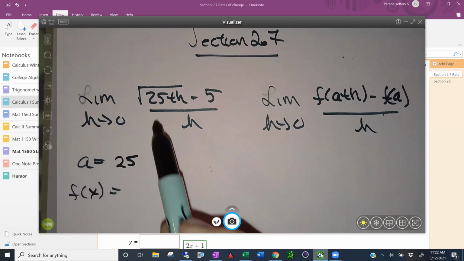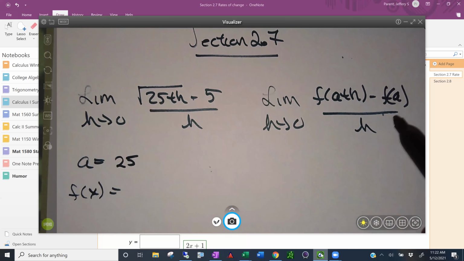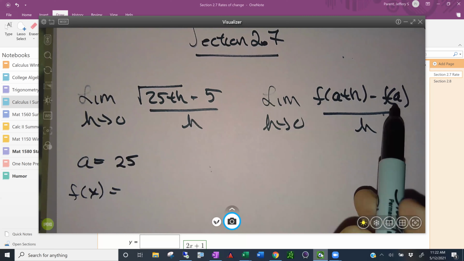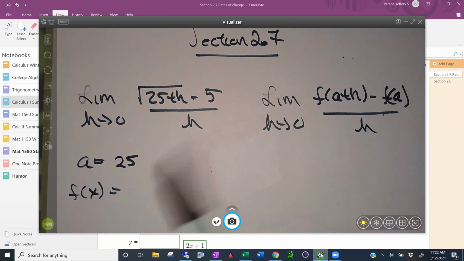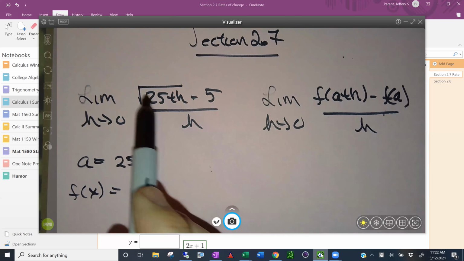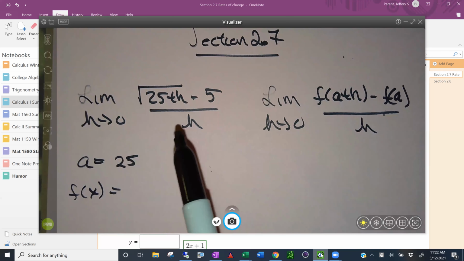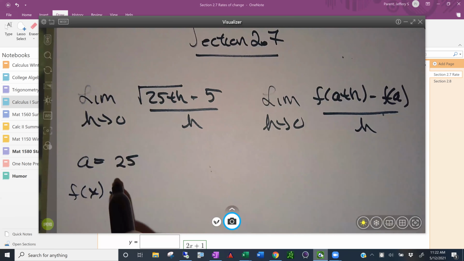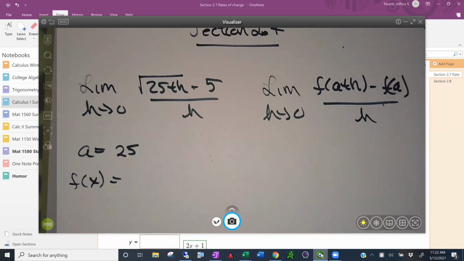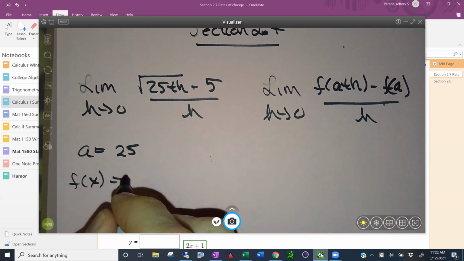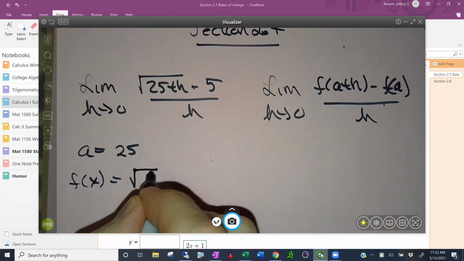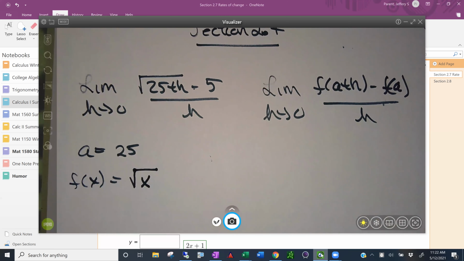The other thing we have to figure out is the function. So, that's my f of a. So it's the function of 25. But f of a gave me 5. And then I've got this here. Can anyone take a guess at what function must be involved? What's f of x for us in this particular case? What function? Square root. Yeah, it's the square root function.